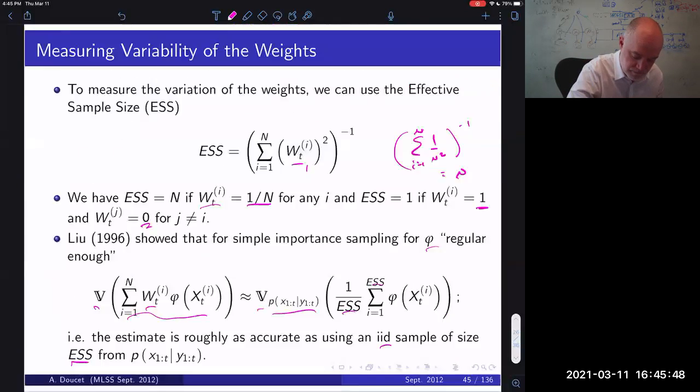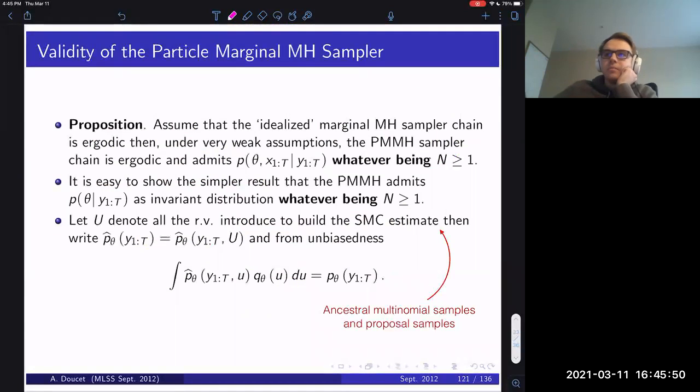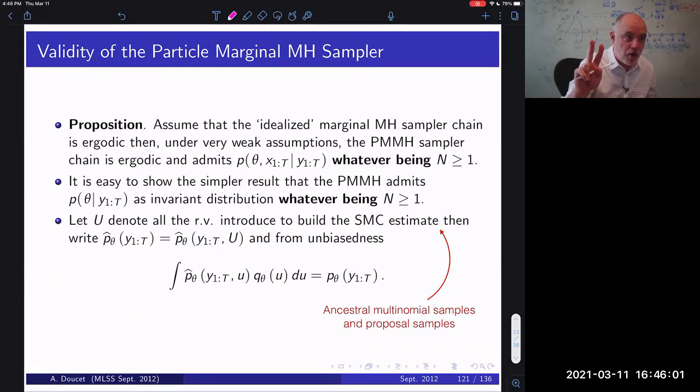Greg? Yeah. So is this basically just over all x's and all x paths, right? All x paths and all ancestors. So the entire SMC machinery required to compute the marginal probability estimate. Okay.